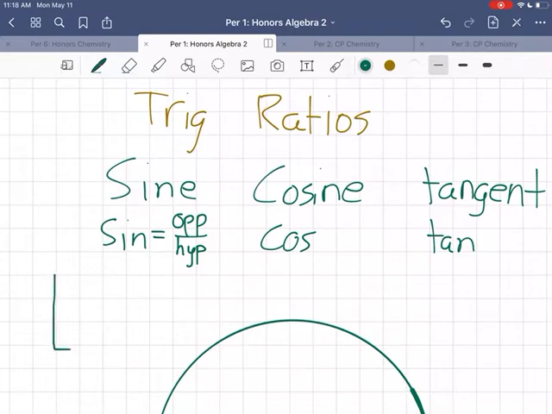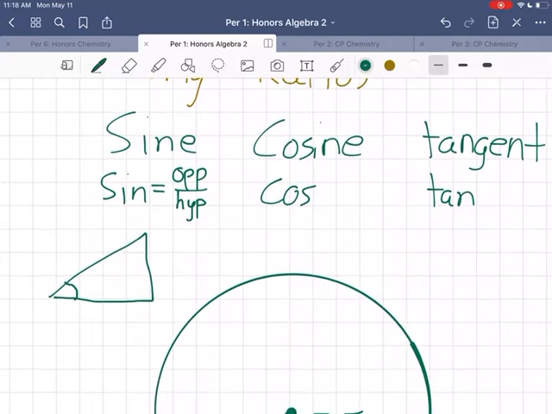Now if we draw a triangle here, I'm going to draw it this way. So if we draw a triangle, and this is the angle that we're looking for, we would be looking at the opposite over here, and this is our hypotenuse. The hypotenuse is always the one opposite the right angle, and the opposite is obviously just whatever is the opposite side of the angle that you are looking at.